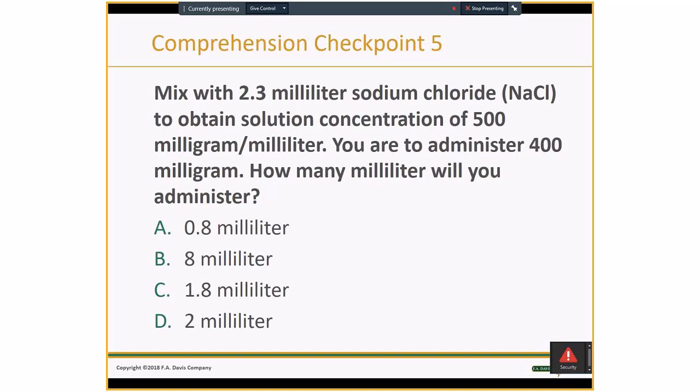I don't know if everyone else set theirs up the same, but I took the 400, which is what I want, and I divided by what I have, which is the 500, and then I multiplied it by the 1 ml, and that's how I got 0.8. Because right here it says 500 per milliliter. So even though I added the 2.3, I'm not worried about the 2.3 anymore. You really don't even have to think about that once it's in there. All you want to think about is the concentration. Sometimes I think those extra numbers kind of mess people up. So once you put it in there, just forget about it, and then you focus on the 500 per ml.